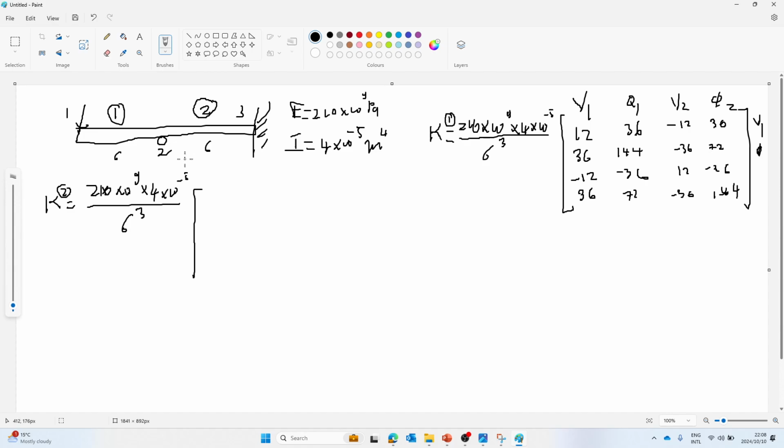Now, before element 2, we are between 2 and 3. So you have V2, Phi 2. You have V3, Phi 3. Easy as that, guys. Remember, this element has the same length. So these guys that we have here will be the same. I just don't know if with this guy you can copy. But I'm definitely sure you can.